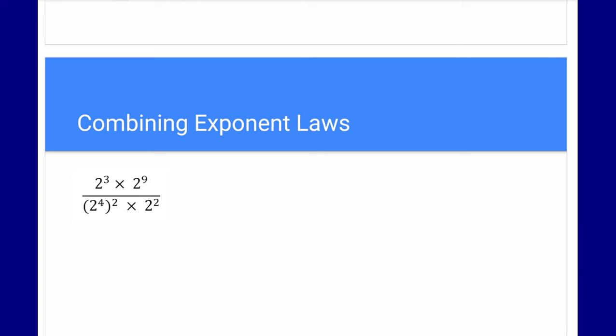Same idea for the next one, just different type of example. Let's simplify the top and the bottom separately. So on the top, we just have multiplying, so 2 to the power of 12. On the bottom, let's focus on that power of a power first. 2 to the power of 4 times 2, or 8, multiplied by 2 to the power of 2. We have 2 to the power of 12, then divided by, we have multiplying powers, so let's add our exponents. 2 to the power of 10. This gives us then subtraction, because we're dividing powers. 2 to the power of 12 minus 10, which is 2.